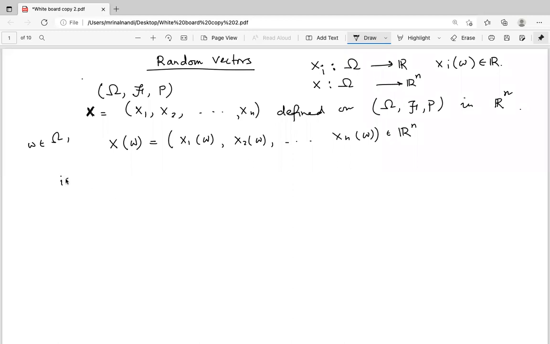This is called an n-dimensional random vector. So I just write RV, maybe for random variable and random vector.